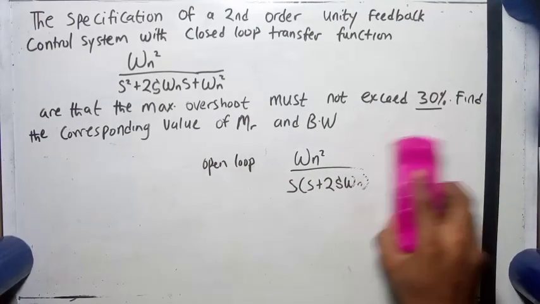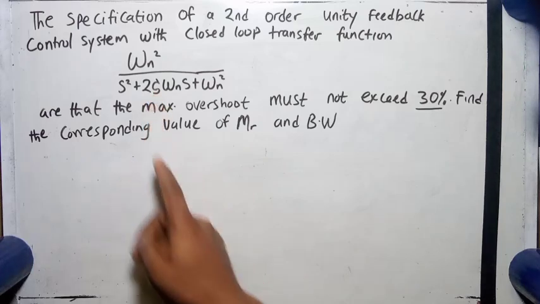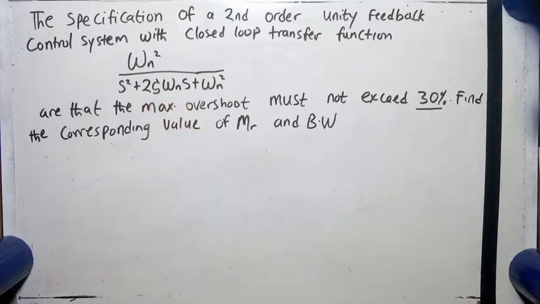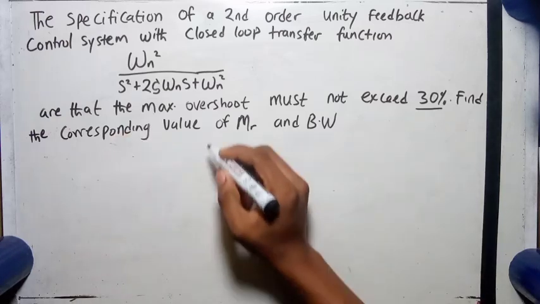But in this case, they only gave us the expression. They didn't give us the value of either damping ratio or natural frequency. They didn't give us the value for any of them. The only value that they gave us was that of maximum overshoot. So let us start solving.